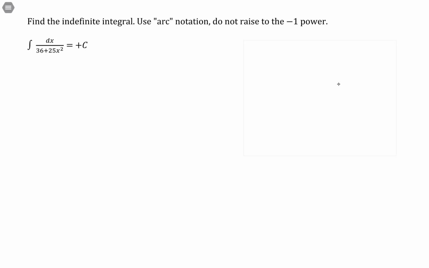Find the indefinite integral. Use arc notation. Do not raise to the -1 power. So first off, this is actually an antiquated set of instructions. The system will accept either notation now, though I do sort of prefer using the arc notation when typing stuff in. Either way, let's get started here.